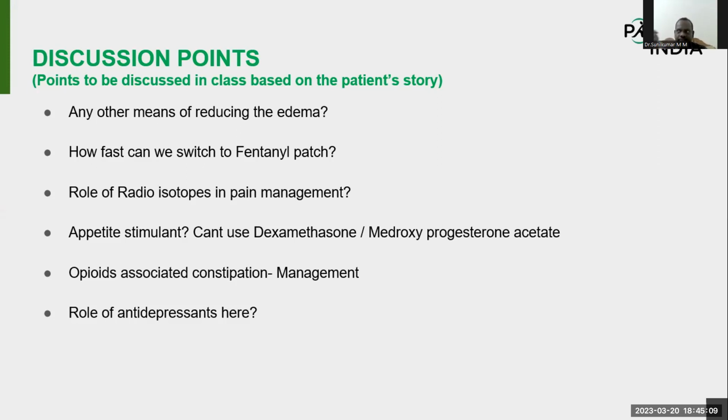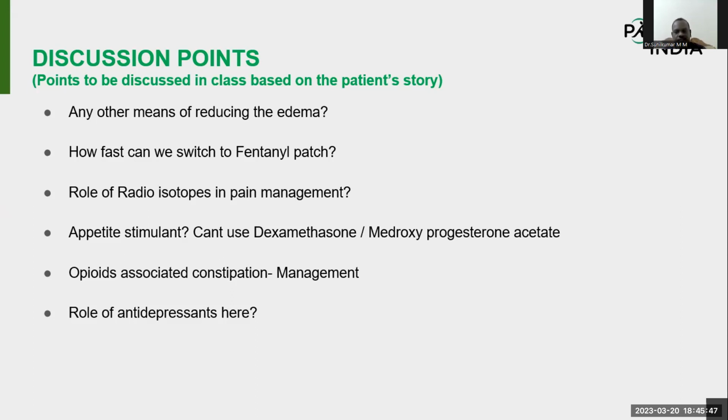If that is in our mind, then maybe some compression bandaging might help to reduce the edema. I do not have any other idea in my mind regarding reducing the edema of the patient. Compression bandage is one option.